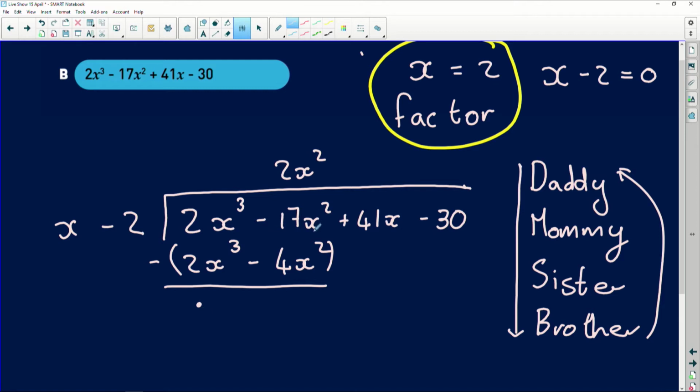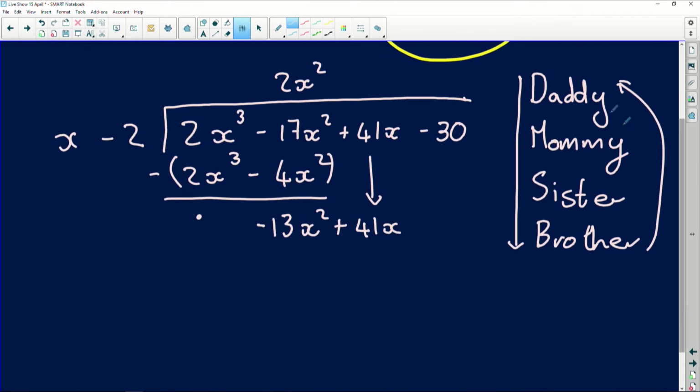If we have negative 17x squared, and we're going to subtract negative 4x squared, that's negative 17x squared plus 4x squared, and that gets me to negative 13x squared. Okay, so that's sister dealt with. Now we've got to do brother, and brother says bring down. So we're going to bring down the term next to that, and that's going to be 41x. Okay, guys, let's do the next part again. We go back up to daddy, and daddy says divide. So how many times does x divide into negative 13x squared? So I'm going to have negative 13x. If I have negative 13x multiplied by x, I get negative 13x squared, and negative 13x multiplied by negative 2 gets me positive 26x.